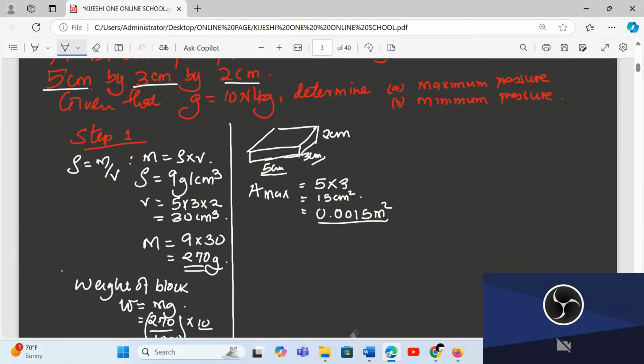You can now go for minimum area, which will be 3 by 2. And this is 6 square centimeters, which is equivalent to, you divide by 10,000, 0.0006 square meters.